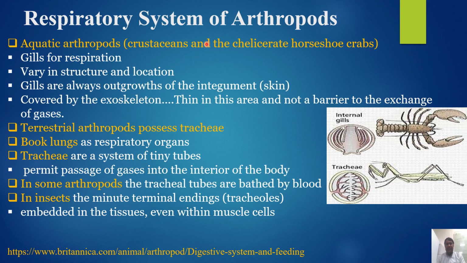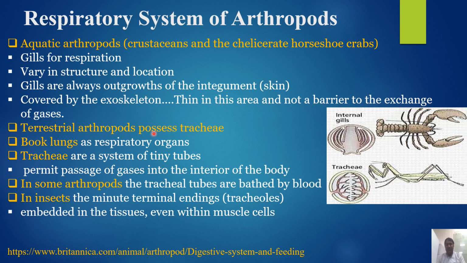Now the respiratory system of the arthropods. The aquatic arthropods, the crustaceans and chelicerates such as horseshoe crabs, have gills for respiration, which vary in structure and location. Gills are always outgrowths of the integument, or skin, covered by the exoskeleton, which is thin in this area and not a barrier to the exchange of gases.